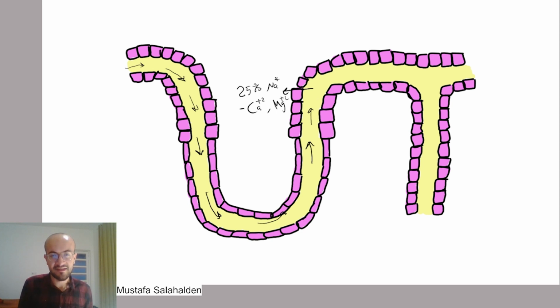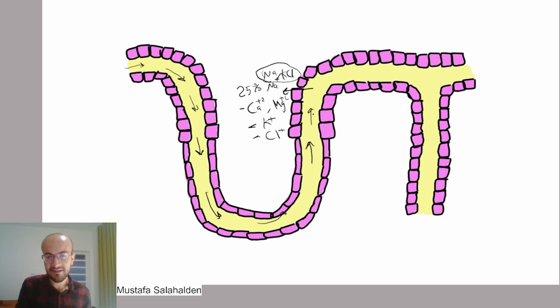And the sodium is reabsorbed by a transporter which is called the NaKCl transporter. So it would reabsorb sodium, potassium and chloride. So as you could imagine, we have 25% sodium, we have calcium and magnesium, we have also potassium by the NaKCl, and we have chloride. Those are all reabsorbed by the ascending part of the loop of Henle.